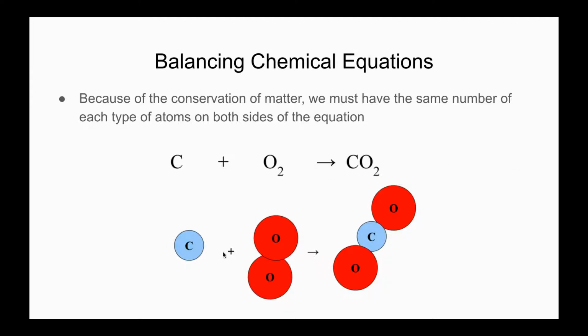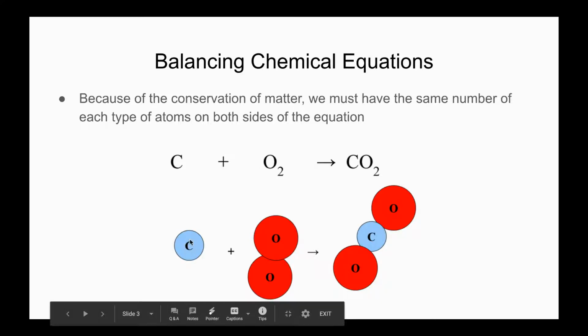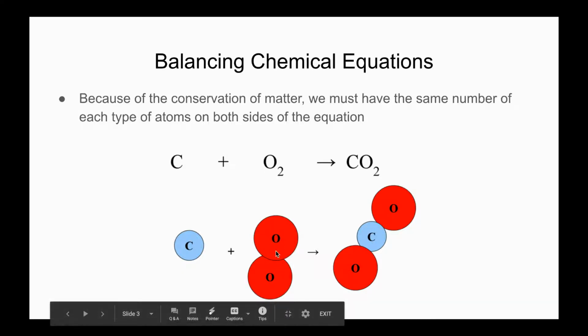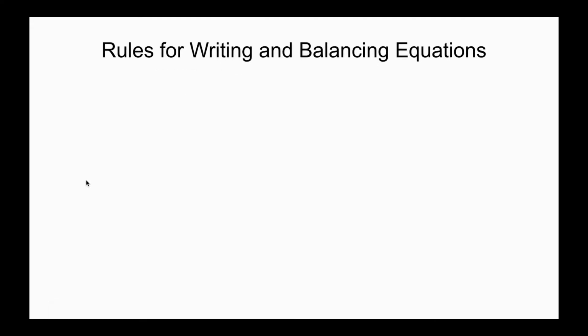For this reaction right here, I see that I have one carbon atom on the reactant side, one carbon atom on the product side. I have two oxygens on the reactant side and two oxygens on the product side. So here, matter is not created. I don't all of a sudden have more oxygens over on the product side. It's also not destroyed. I don't have fewer oxygens on the product side than I had on the reactant side. So it obeys the law of conservation of matter. The reason that we balance equations is that because of the law of conservation of matter, we have to have the same number of atoms on each side of a chemical equation.